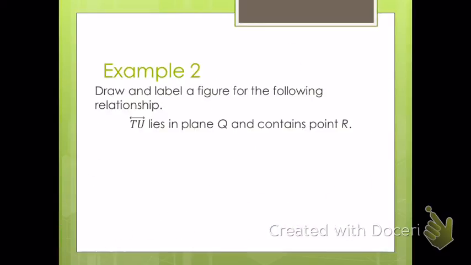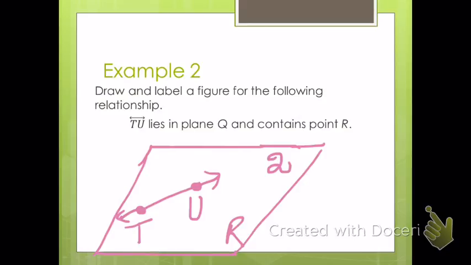Example 2, draw and label a figure for the following relationship. So see if you can do that. There's multiple answers here. There's infinite really number of answers. So if you'll pause the video, I'll give you one drawing, and then come back. All right, there's an example. That little 2 there is a cursive capital U.